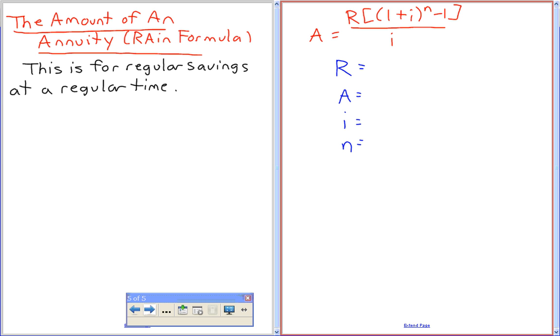You do not need to memorize this. I will give it to you on your test. But just like the pain formula, once you've done 20 questions with it, it'll be in your brain.